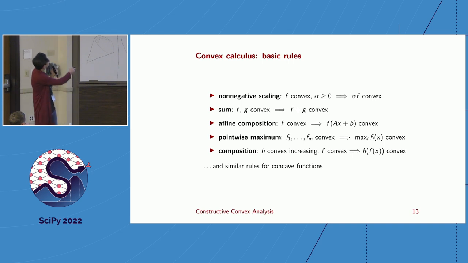You can actually compose in this last sense. So if you have a convex function and then you have a convex increasing function, then the composition here is convex. And so you can build materially more complicated functions using this last point here. But you do ultimately have to work with CVXPY functions as building blocks. Yeah.